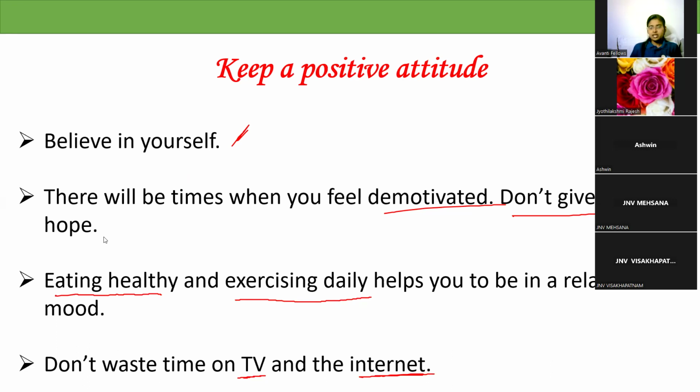So consistency is very important. What is meant by consistency? You have to read every day. Every day you will have to give at least 2 to 3 hours. This is the minimum number of hours I am saying. At least 2 to 3 hours for chemistry.